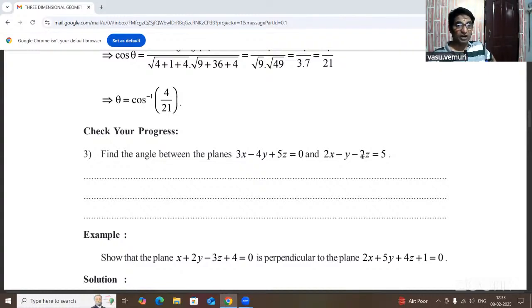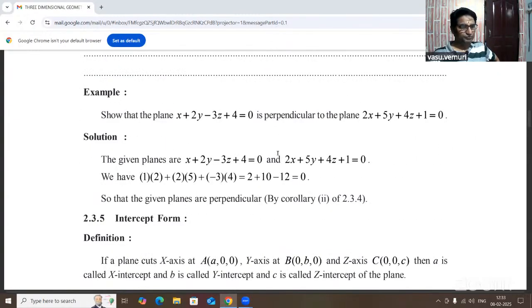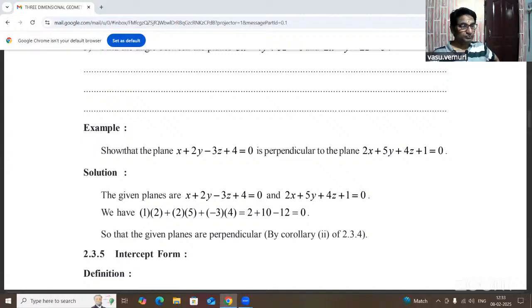First of all, write the formula for the angle between any two planes: cos theta equal to sigma a1 a2 by root sigma a1 square into root sigma a2 square. Sigma a1 a2 means a1 a2 plus b1 b2 plus c1 c2, by root of a1 square plus b1 square plus c1 square, root of a2 square plus b2 square plus c2 square, and then find the angle. In the same manner, students, listen carefully. This is also one of the important problems. There are two planes.